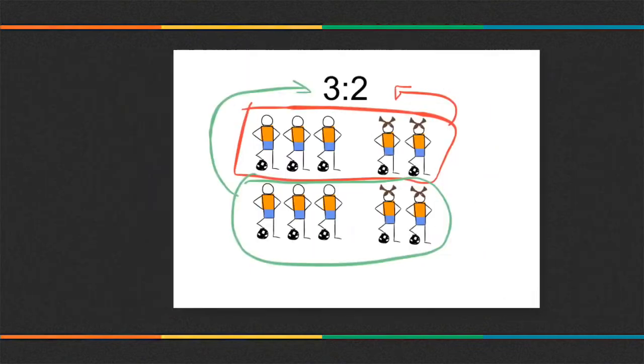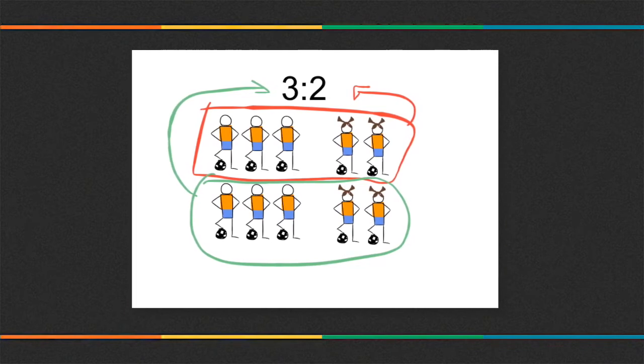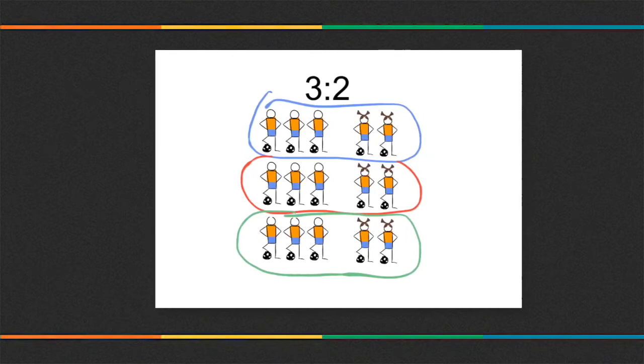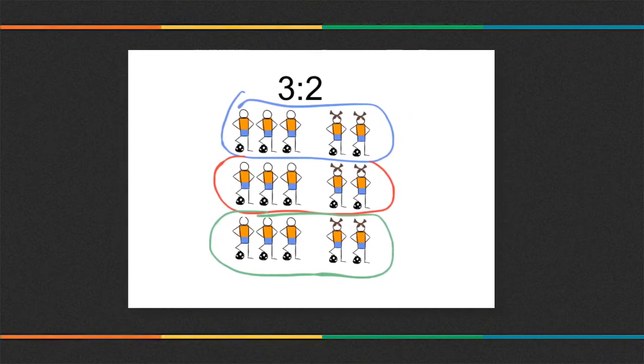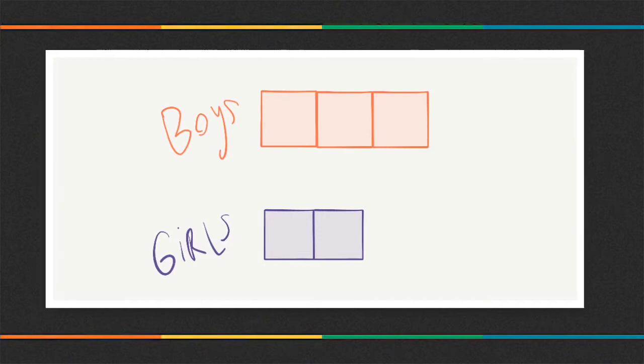Well, we could simply add another 3 boys, and to make the ratio work, we'd need to add also 2 more girls. Or we can add another group of 3 boys and another group of 2 girls. Either way, the ratio is still 3 boys to every 2 girls. We can also use tape diagrams to illustrate ratios. Here's 3 boys to every 2 girls.